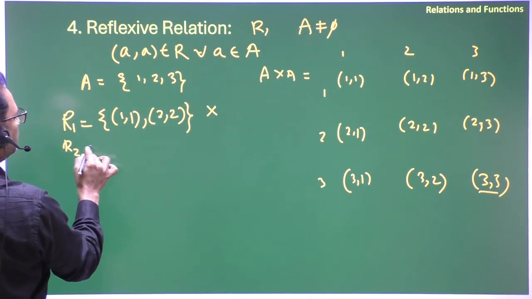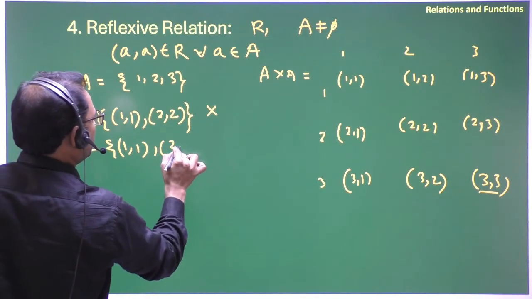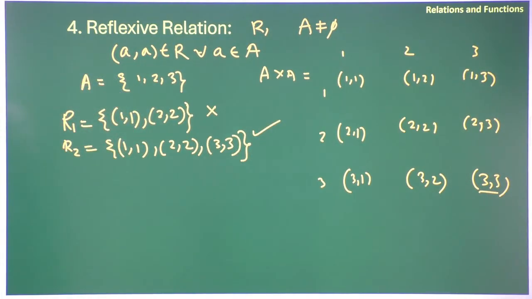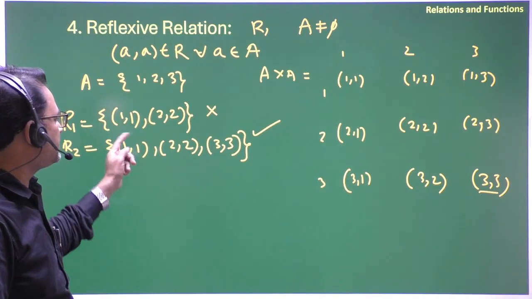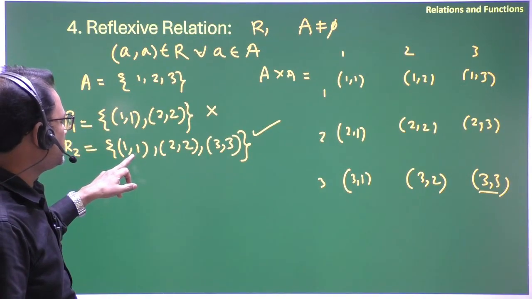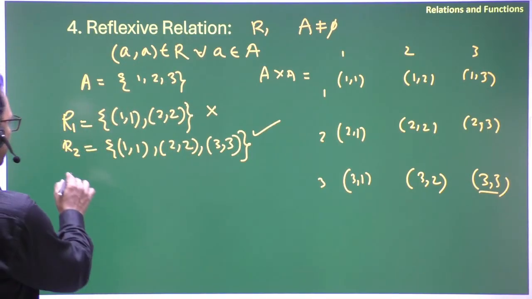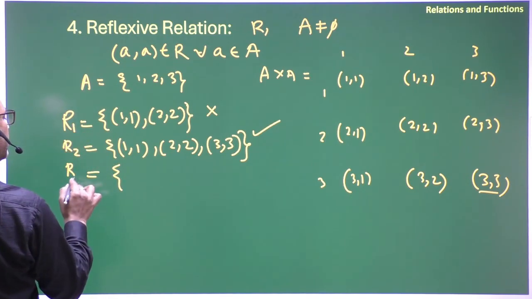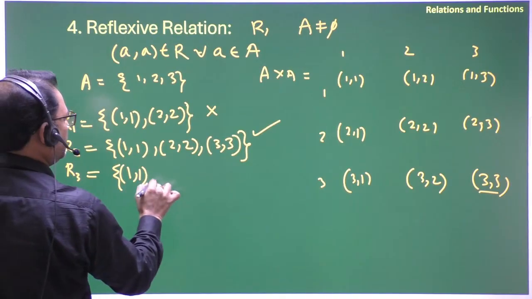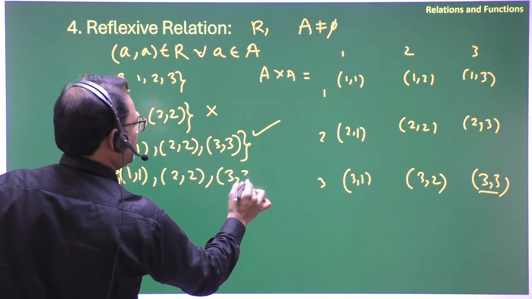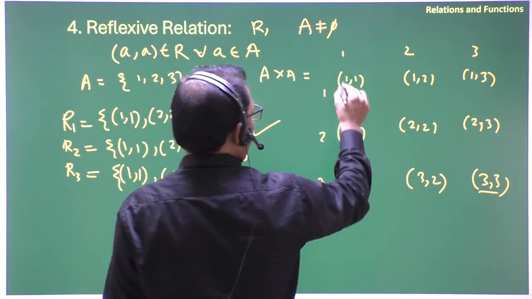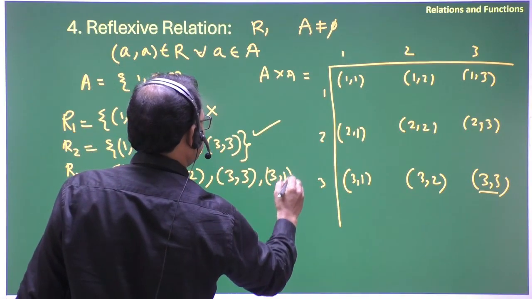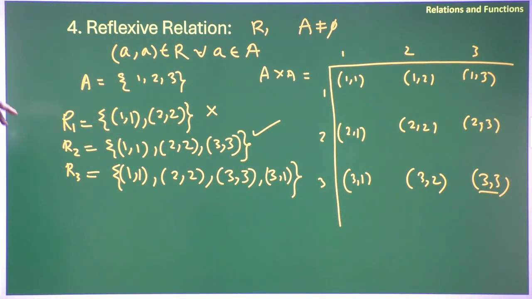Now the second question: R2, if I write 1,1, 2,2 and 3,3, is it a reflexive relation? The answer is yes. It is reflexive because all the elements are associated with themselves: 1, 2 and 3. Now if I define R3 as 1,1, 2,2 and 3,3 and any other pair from these collections, suppose 3,1, is R3 reflexive or not?